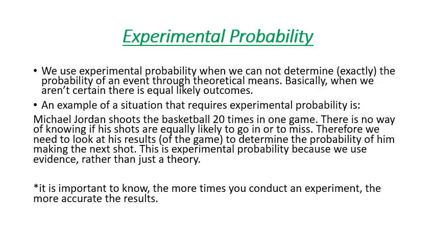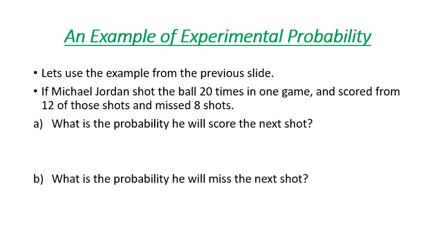This is experimental probability because we need to use evidence that we've gathered. It's also important to realize that the more times you conduct an experiment, the more accurate your results are going to be, and therefore the more accurate your experimental probability of future events is also going to be. So following on from the example that we just talked about, Michael Jordan was playing a game of basketball. He shot the ball 20 times and he scored 12 of those shots and he missed 8.